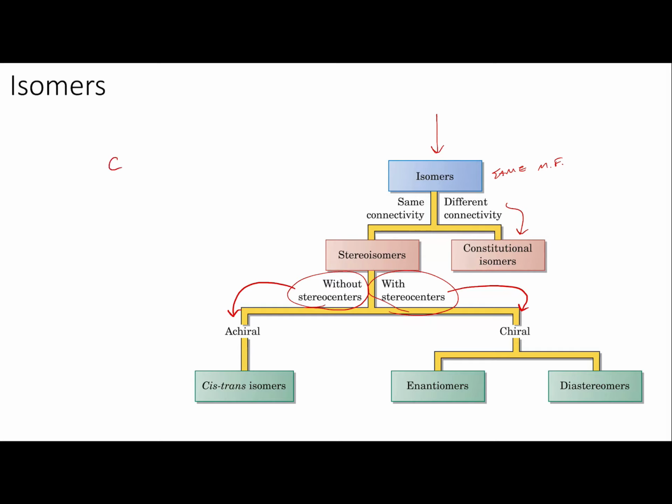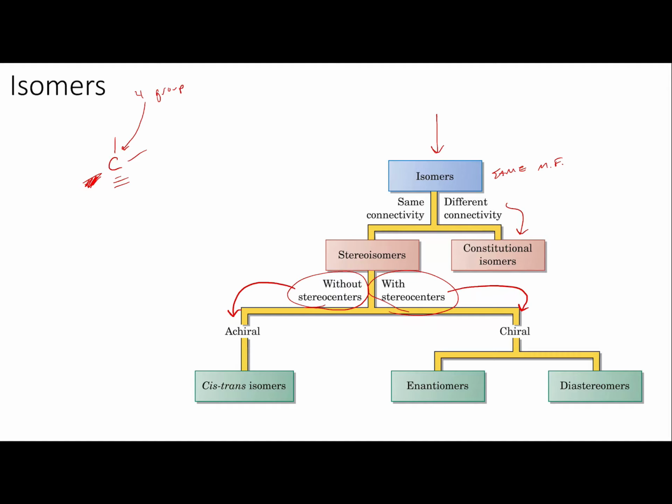A carbon that is tetrahedral, or bonded to 4 different groups. Okay? That is a stereocenter. When a carbon has 4 groups that are unique. If 2 of those groups are the same, then it's not a stereocenter. And this has to do with the way that we can orient a molecule, and I'll show you some examples here in a second.